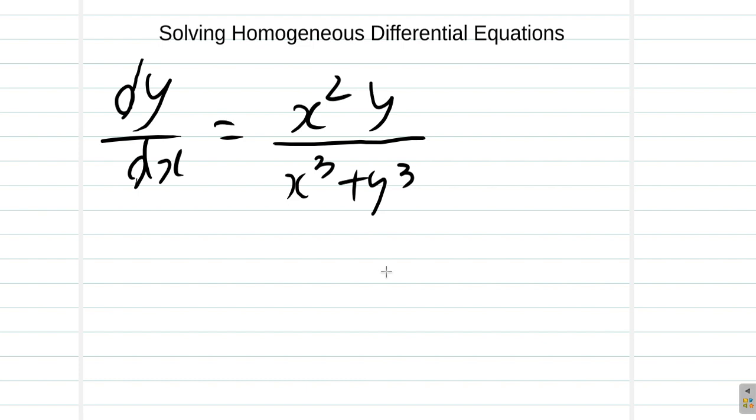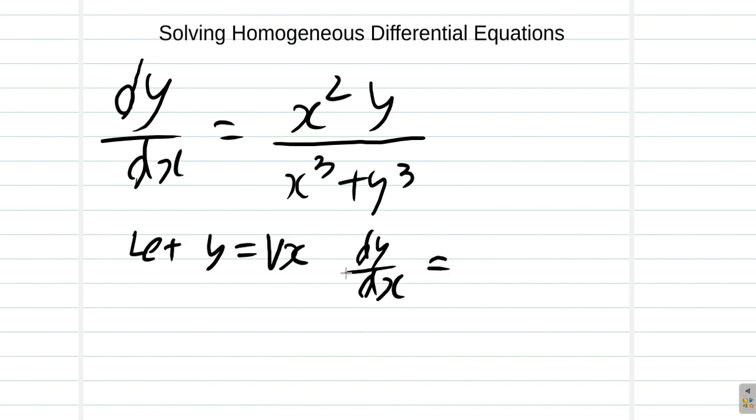So, what we do is make the substitution y equals vx, which means that dy by dx, when you differentiate vx using the product rule, you hold v, differentiate x with respect to x, which is 1, plus you hold x as it is, differentiate v with respect to x, which is dv by dx.